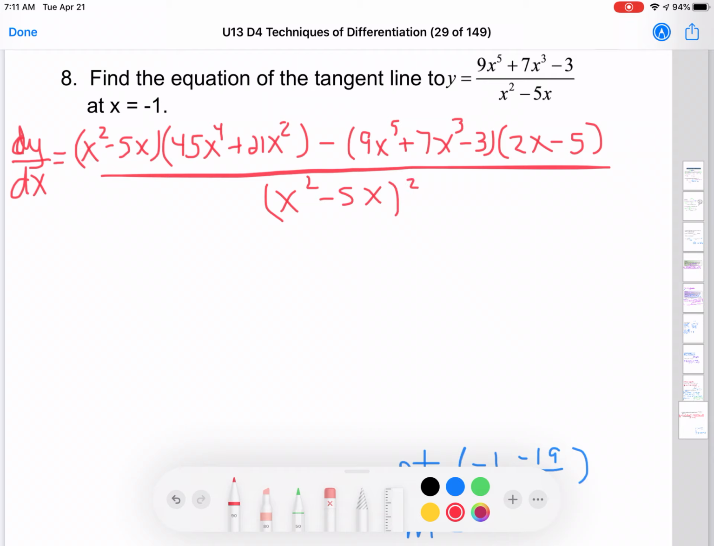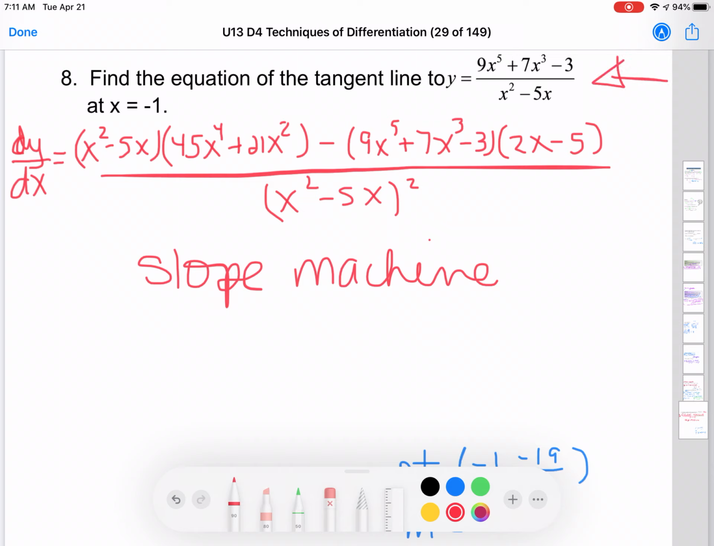Okay, and now this is my slope machine. This whole big crazy mess is my slope machine. This will allow me to find the slope of a tangent line to this guy here at any given x value. So I want you to find it at -1. So now we have to take -1 and place it in every single place you see an x. Yeah, I know it's annoying. So I'll just tell you what it is. If you do that, you wind up with 263 over 36.